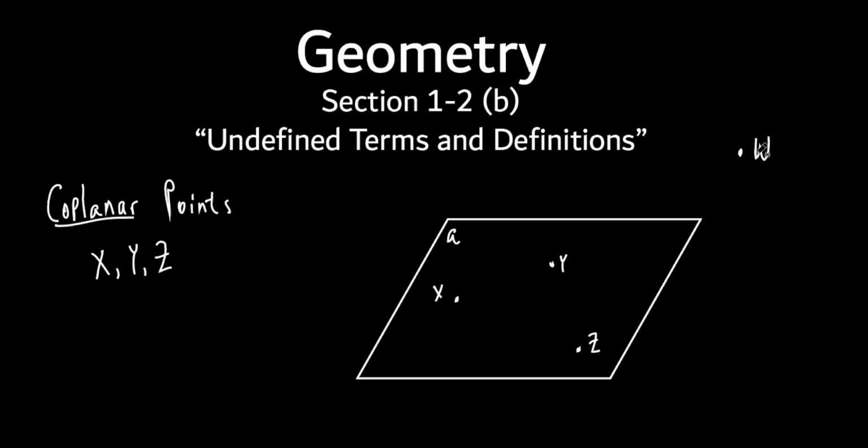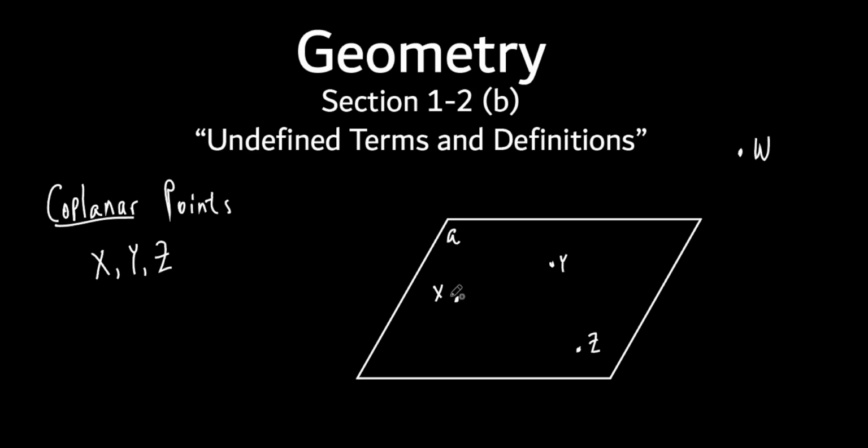How would you describe this? You would say point W is what? Yeah, let's just say not in the plane, okay? So you would say point W is not in plane A. Does that make sense? So that's how you would write it out in words. You would say point W is not in plane A.